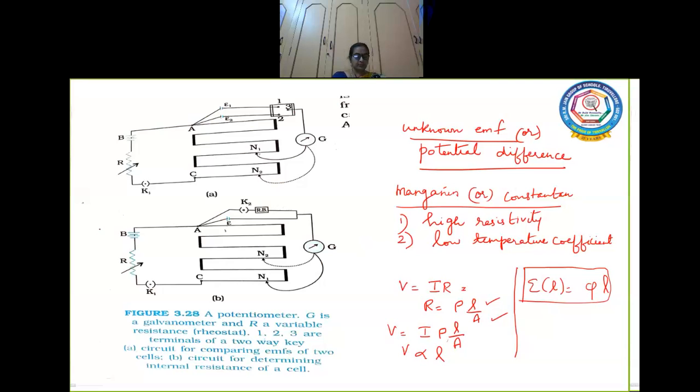Take page number 122. The paragraph after the equation 3.92, then after that you have one more paragraph. We can also use, from there this experiment starts children. We can also use a potentiometer to measure internal resistance of a cell. For this, the cell whose EMF is psi and whose internal resistance is r. You know that internal resistance is represented by a small r. So whose internal resistance has to be measured.